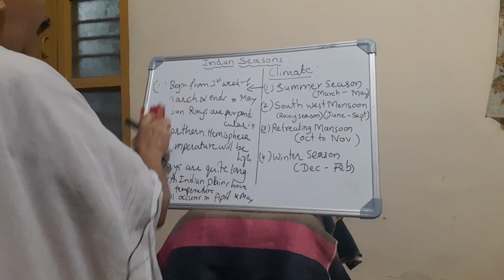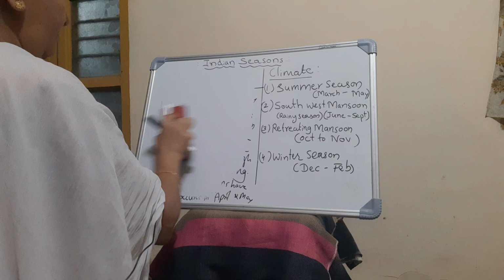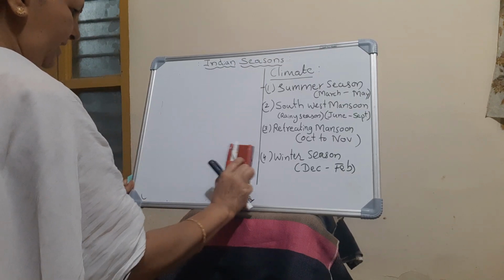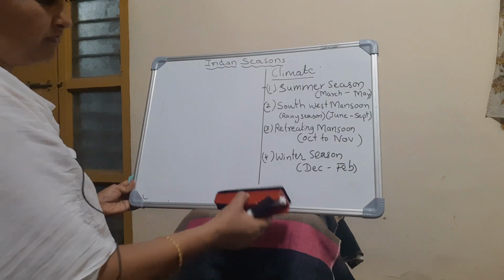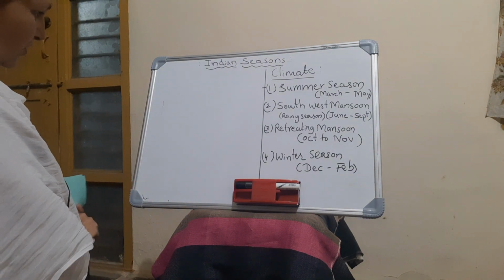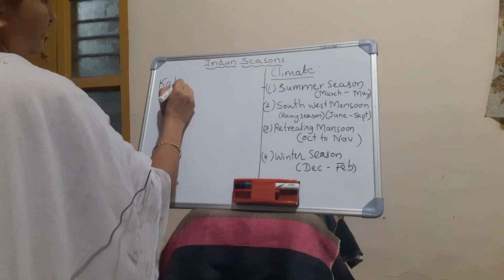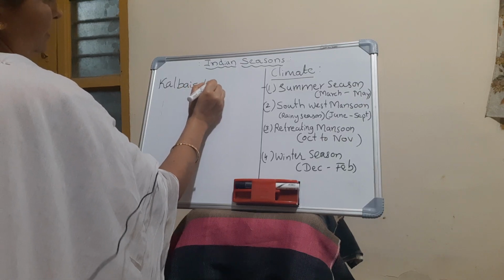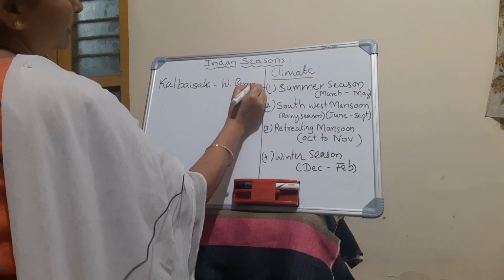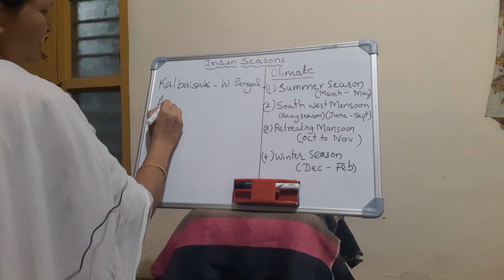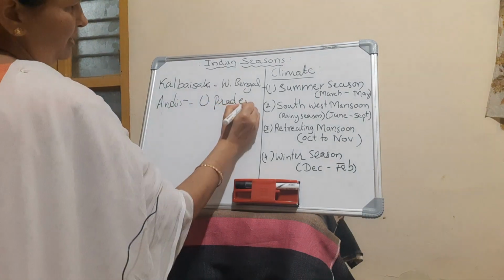Even when it is summer in some parts of the country, in some states we find rains occurring. When rain occurs in West Bengal, we call it Kal Baisakhi. It is in West Bengal. Then in Uttar Pradesh, we call it Andhi.